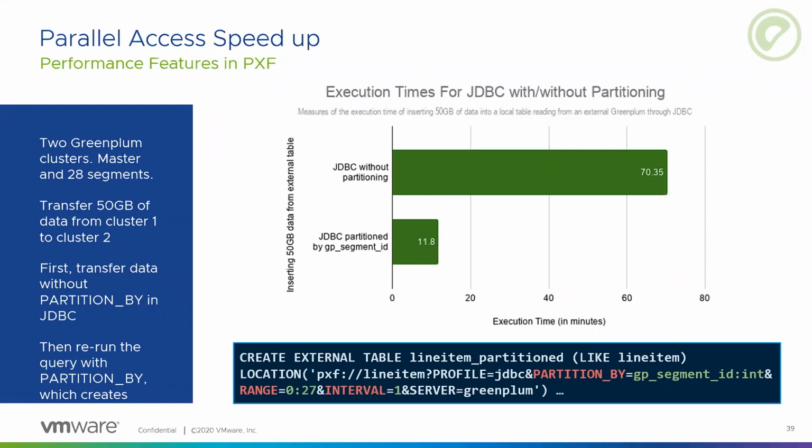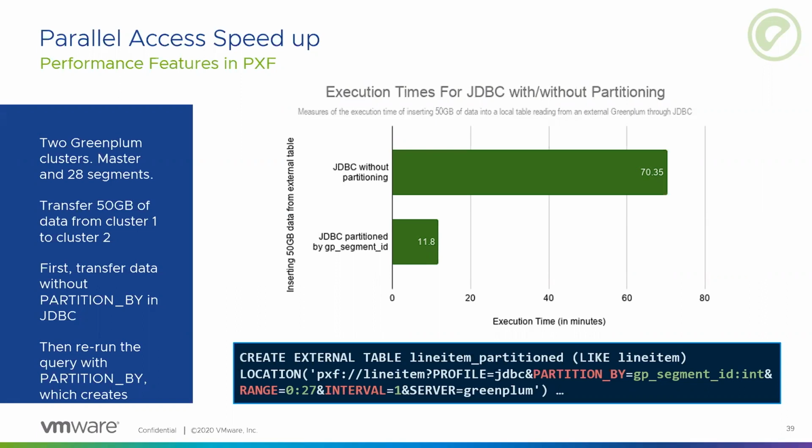In the experiment, we partition the data by GP segment ID, which is a special column in Greenplum. PXF internally will create 28 scans to the external system, and each scan will contain a where clause, for example, where GP segment ID equals 0, GP segment ID equals 1, and so on. So with this feature, we see a 7x speed up gain going from 70 minutes down to 11 minutes.